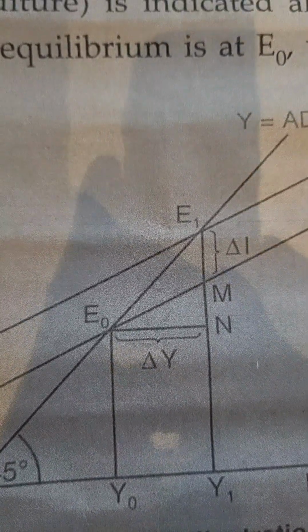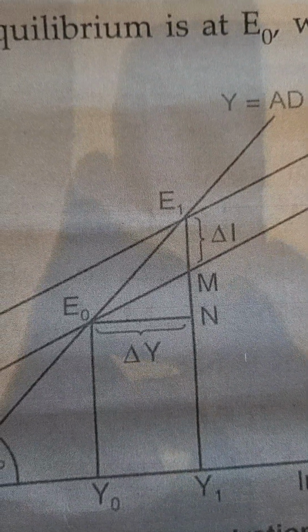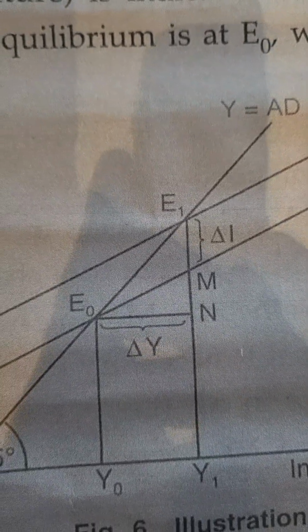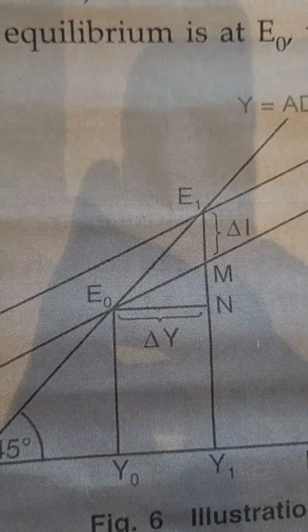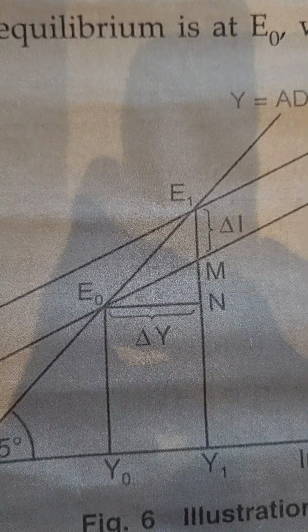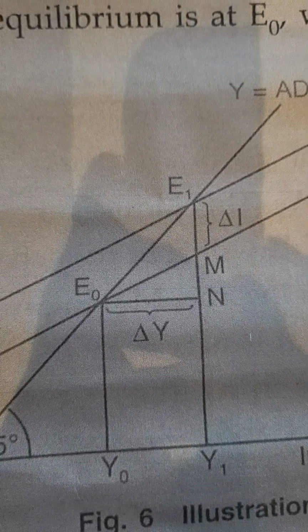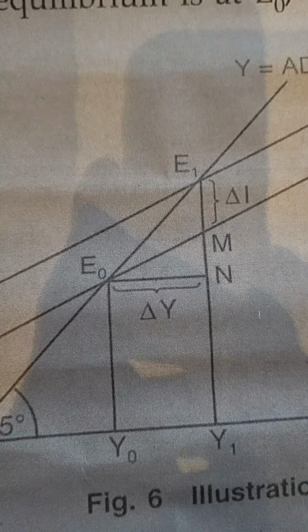Then, what is the increase in income? Delta Y, which is the base of this triangle, E0N. What is the distance? Delta Y. Now, in a right angle triangle, if the angle E1, E0, N is 45 degrees, tan 45 is 1. Then tan 45 is perpendicular by base, so E1N by E0N is equal to 1. That means E1N is equal to E0N. Thus, the distance E1N is equal to E0N, that is delta Y.